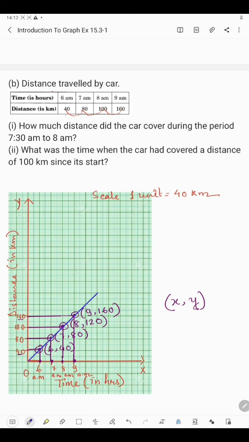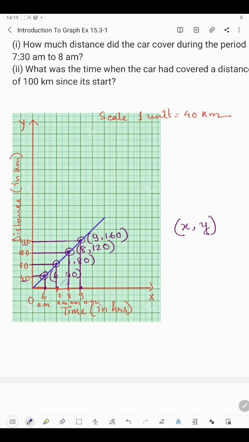Now in the first part, we have how much distance did the car cover during the period 7:30 to 8. Now here is 7 am and here is 8 am, and in between 7 and 8 it's 7:30. So here it is.